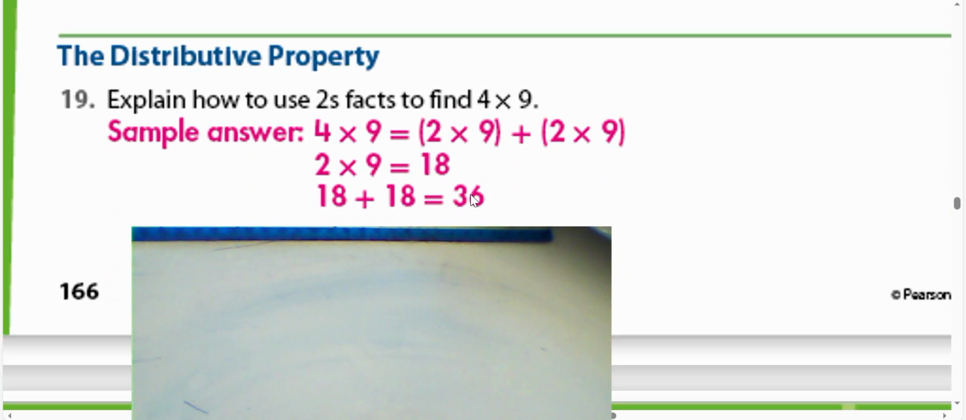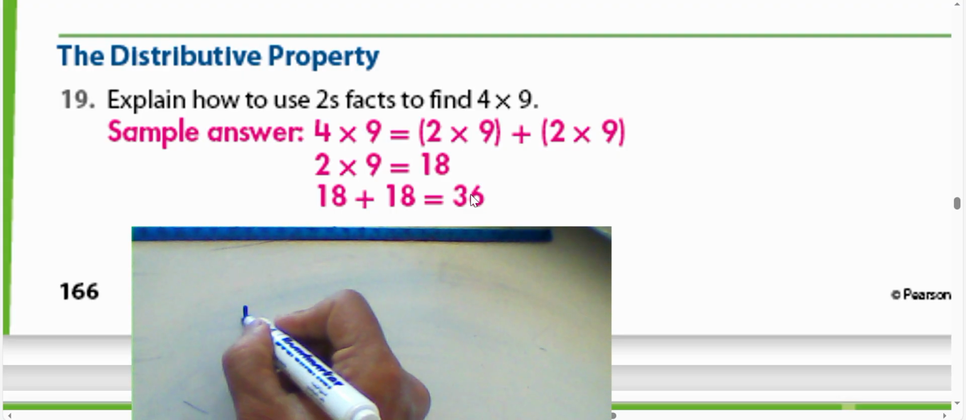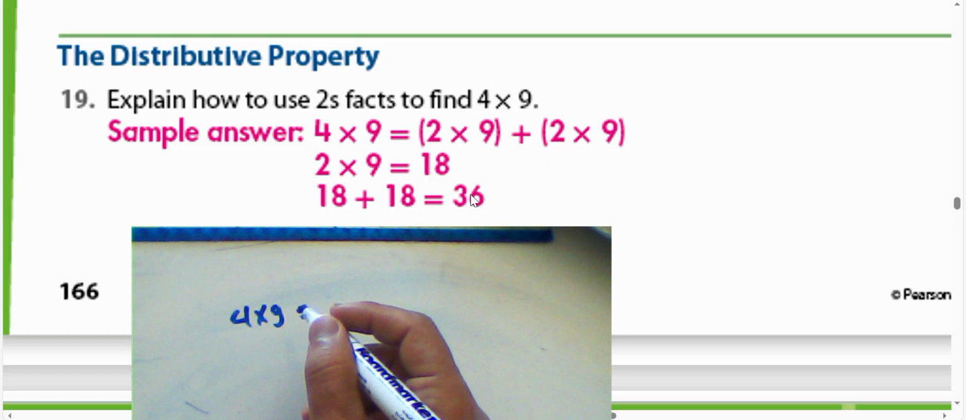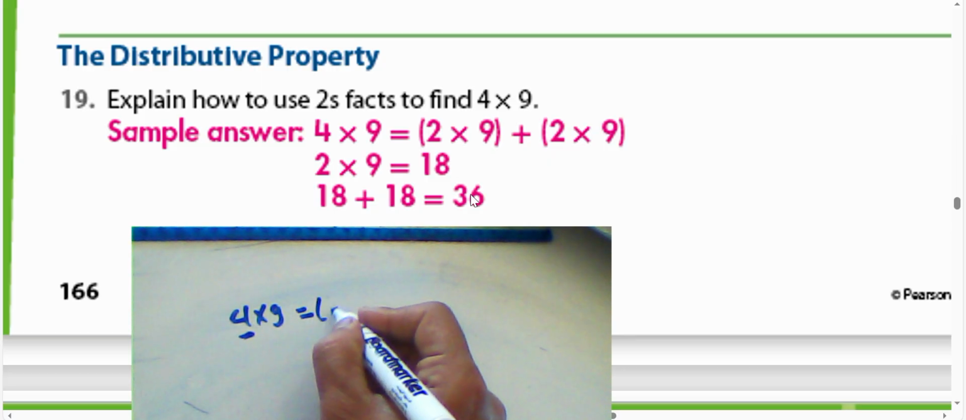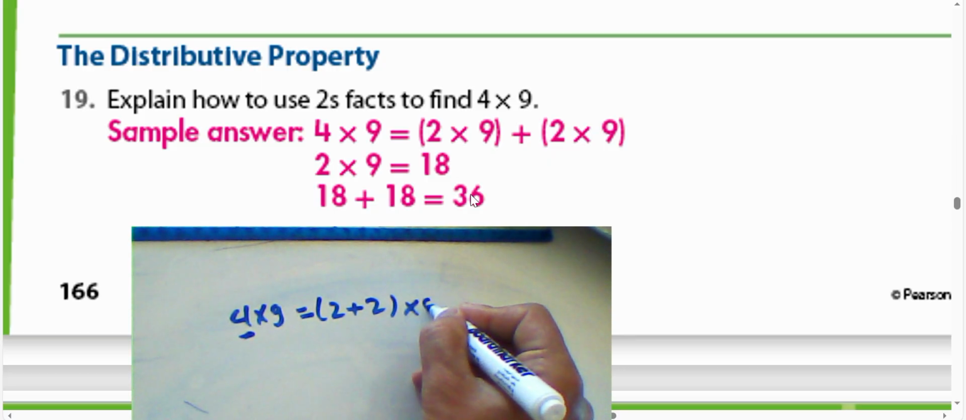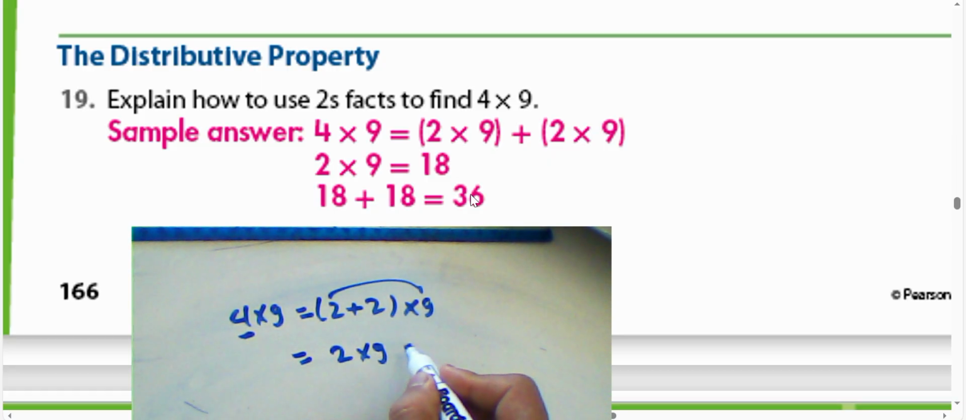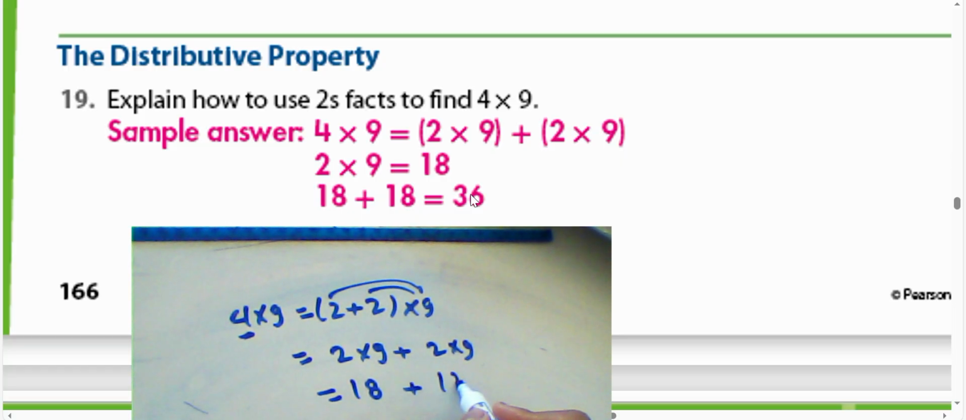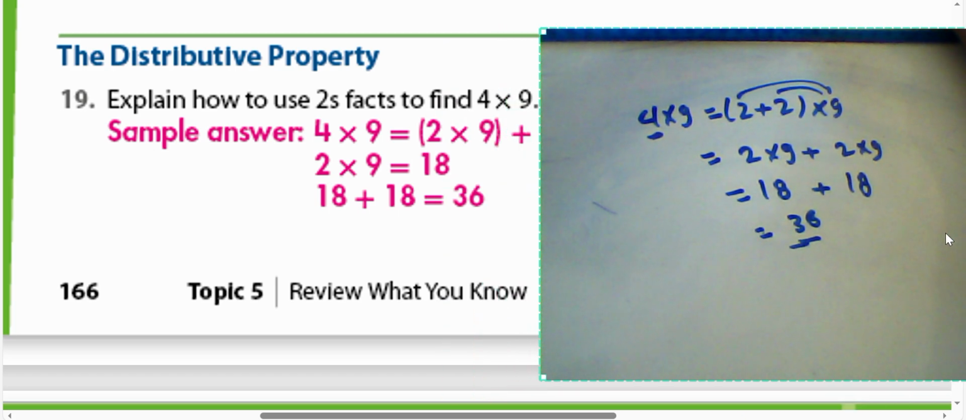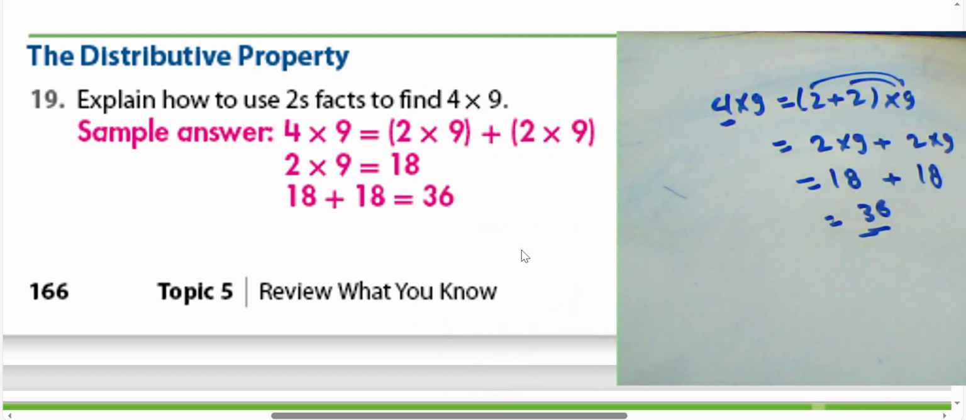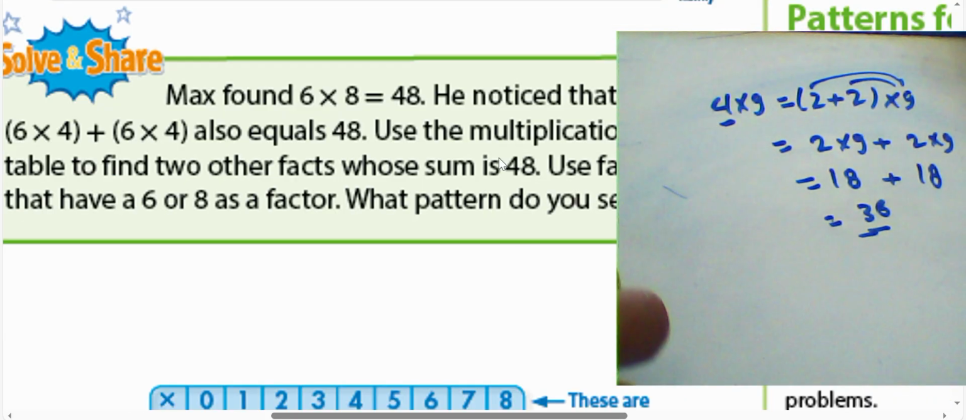Use the distributive property to find the answer here. 4 times 9. Explain how to use a 2 fact to find the answer. Like 4 here equals 2 plus 2, all multiplied by 9. Use the distributive property. 2 times 9 and also 2 times 9. 2 times 9 is 18 and 2 times 9 is 18. The sum of them equals 36. The solution will be 36. Okay, this is the answer to this question. Next example. Now we will start to explain your lesson.